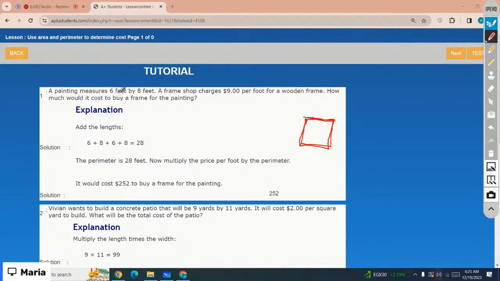The measurements are 6 and 8. So you have to calculate the perimeter. Just add them, 6 plus 8 plus 6 plus 8, that is 28, right? That means the total frame he needed is 28 foot, right?